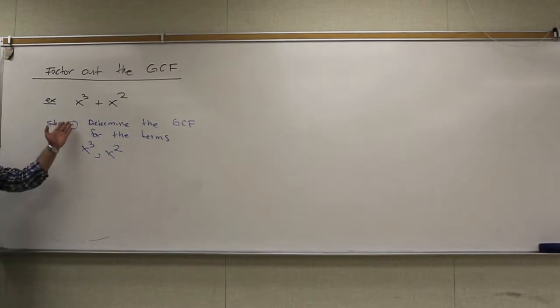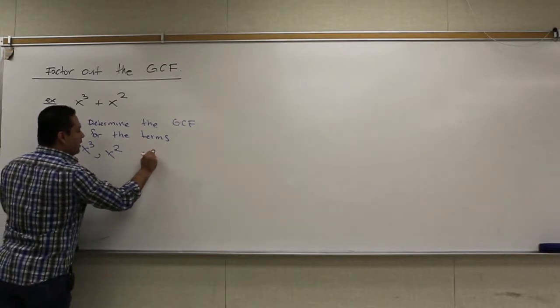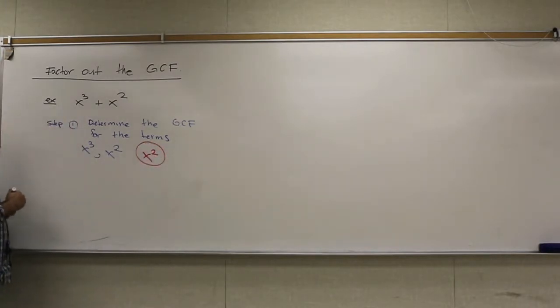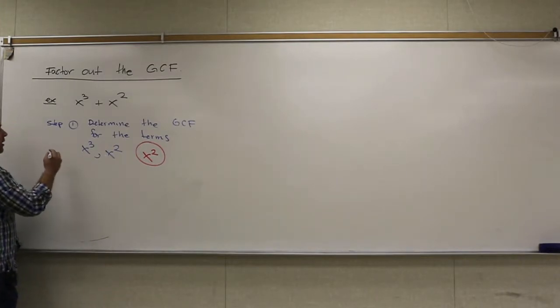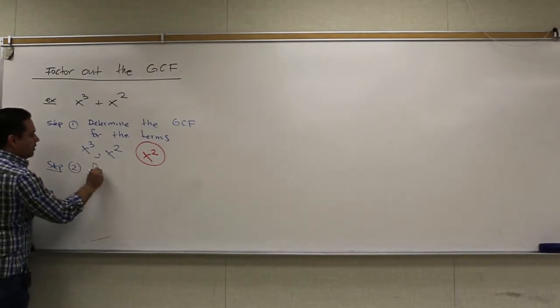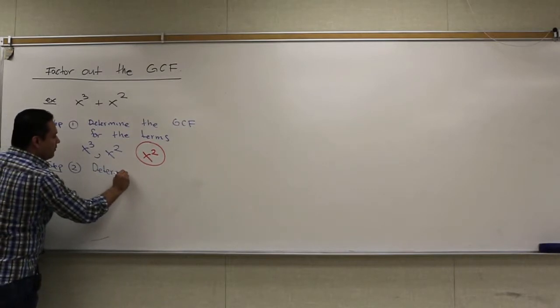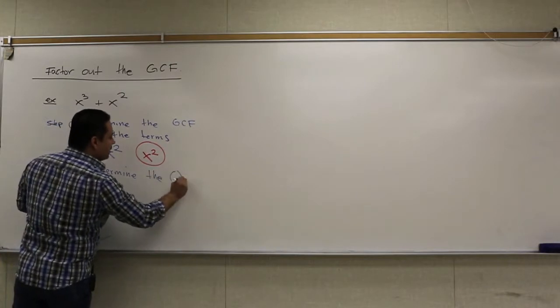Okay, so you got two terms. What's the greatest common factor of x cubed and x squared? Good. It's x squared. You okay with this? That's your first step. You're going to follow this procedure. Okay, so we went over this greatest common factor yesterday. That's the idea. Now, step number 2 is going to be the following. I'm going to say to you to determine the quotient.